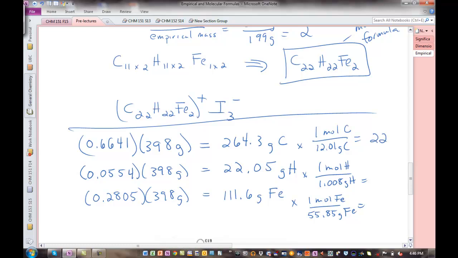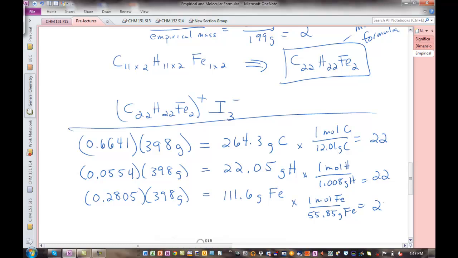These come out very close to whole numbers. I get 22. This one's not as close, but again, we rounded here a little bit. If you carried more sig figs in this number, you would get much closer to 22. So try doing that. Carry more sig figs for the grams of hydrogen and see what you get. And this comes out to almost 2.